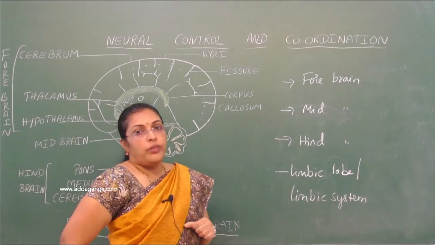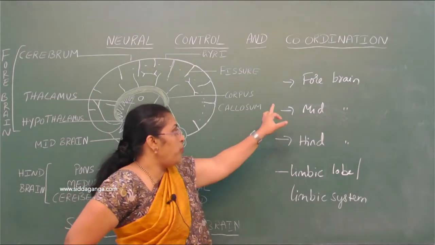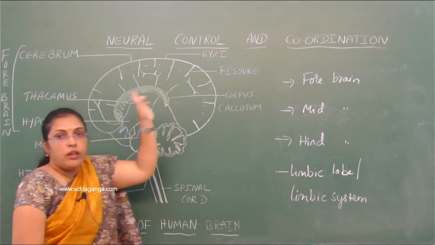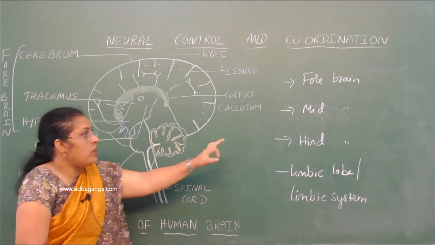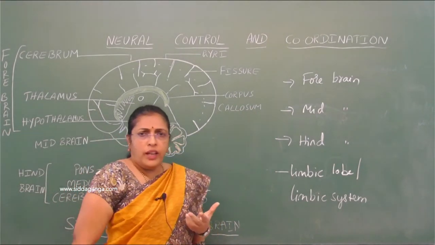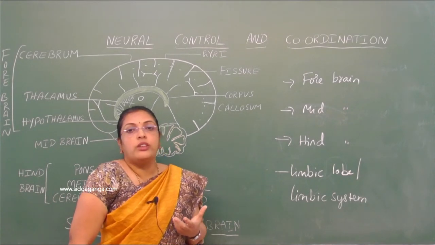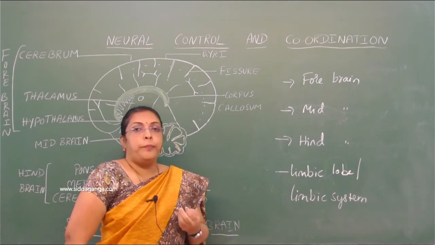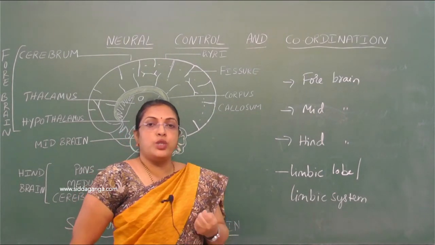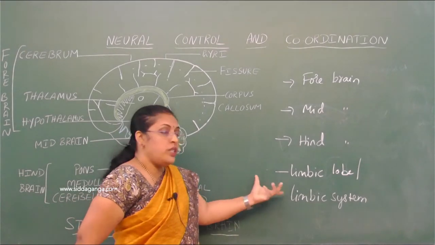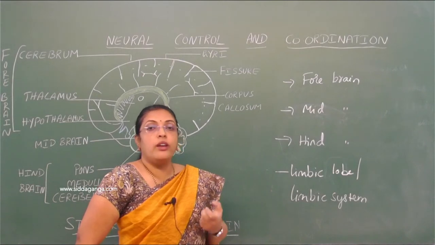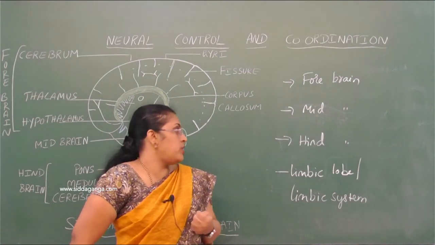So the brain is divided into three parts: forebrain, midbrain and hindbrain. Forebrain has three parts: cerebrum, thalamus and hypothalamus. The forebrain is mainly responsible for intersensory association and memory, and the hypothalamus helps to maintain body temperature and the urge for eating and drinking. The limbic system again helps to control sexual behavior and expression of emotional reactions.